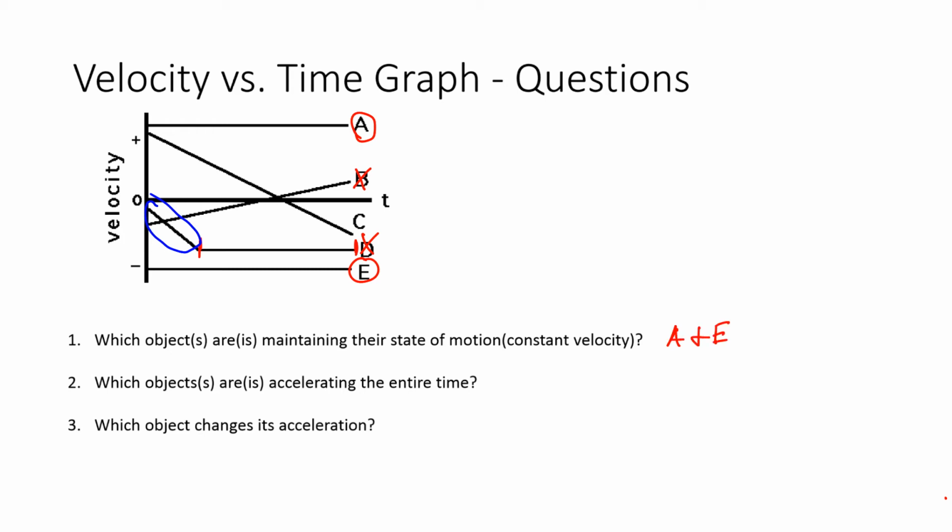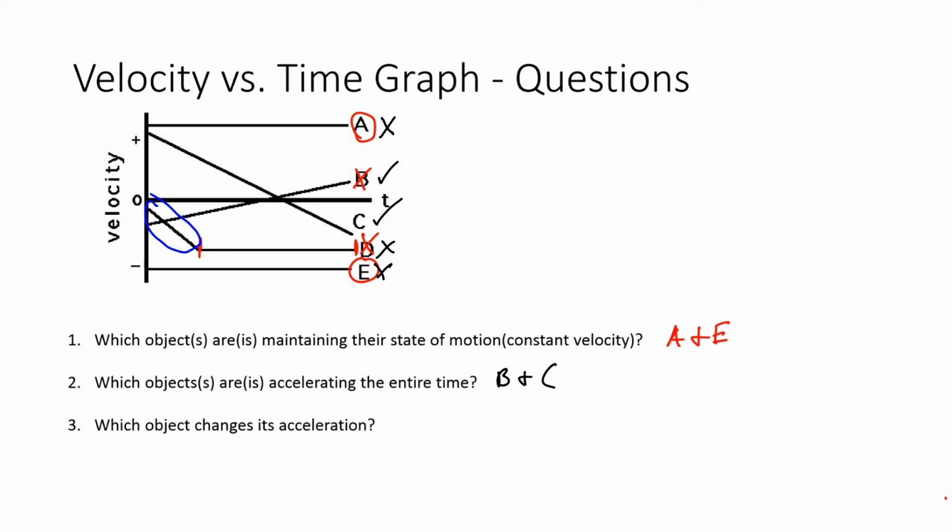Alright, which objects are accelerating the entire time? So A, we said, is constant velocity, so not acceleration. B is, the velocity is constantly changing, and the slope is never 0, so it is B. C, slope is constantly changing, so it is C. D, it is accelerating for part of it, but not for all of it, so not D. And then E, just like A, slope is 0, acceleration is 0, velocity doesn't change. So our answers for this would be B and C.